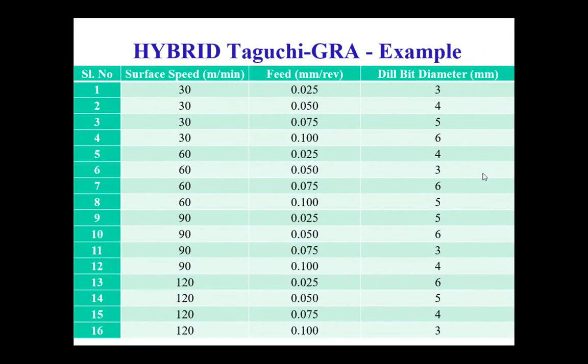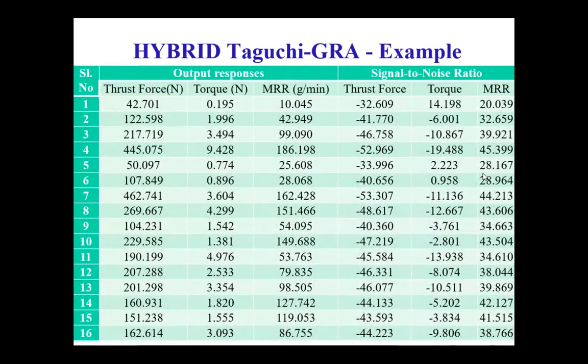So yeah, example. This is an L16 orthogonal array. For three parameters, I have taken four levels. You can see surface speed is 30, 60, 90, 120. So for each and every parameter, I have considered four level values, and I have formulated an L16 orthogonal array.